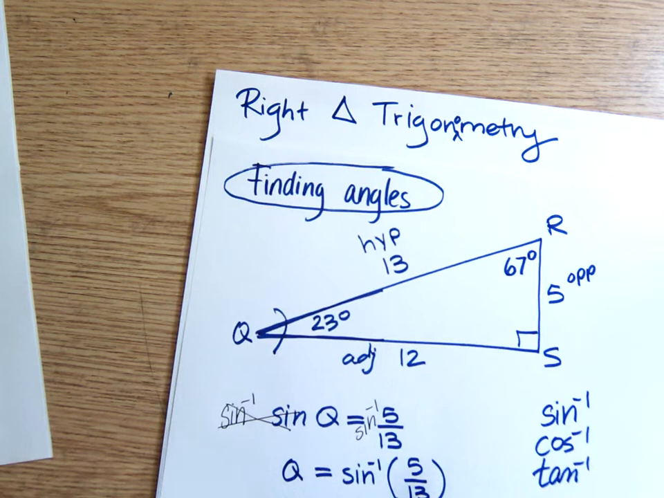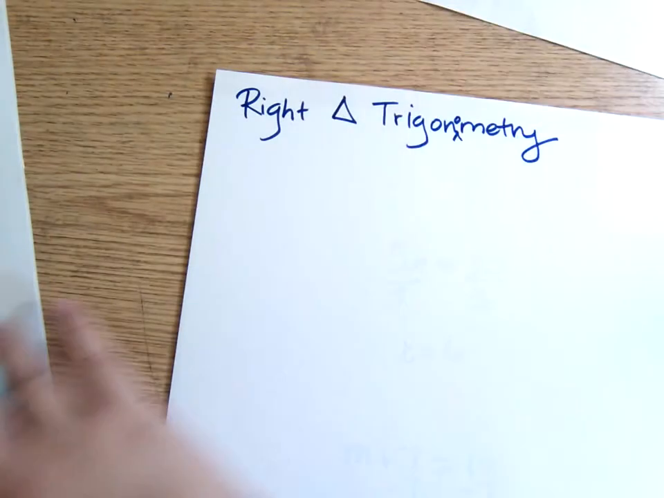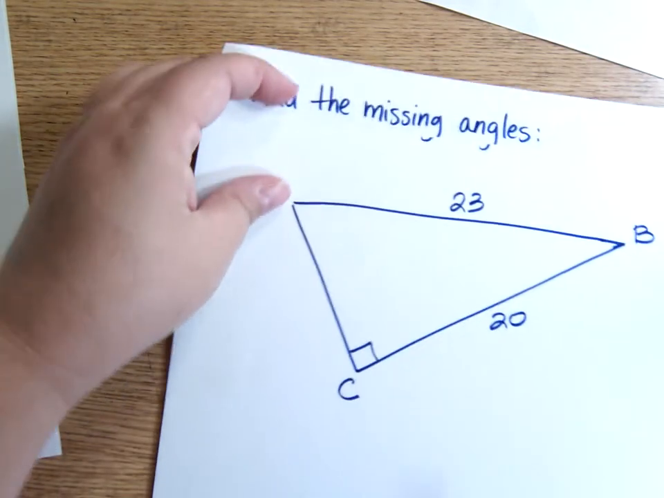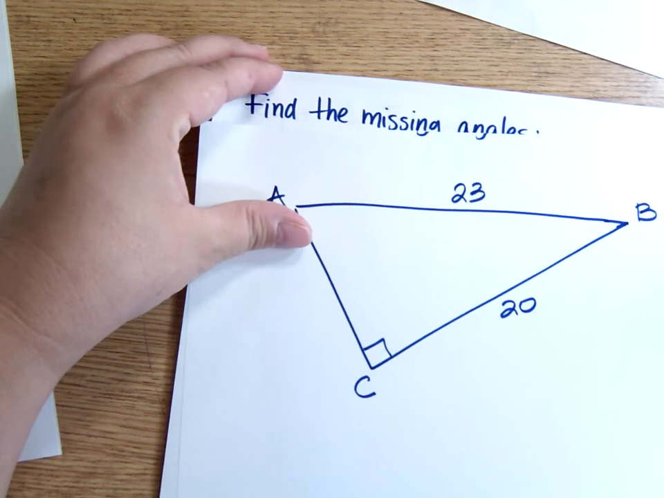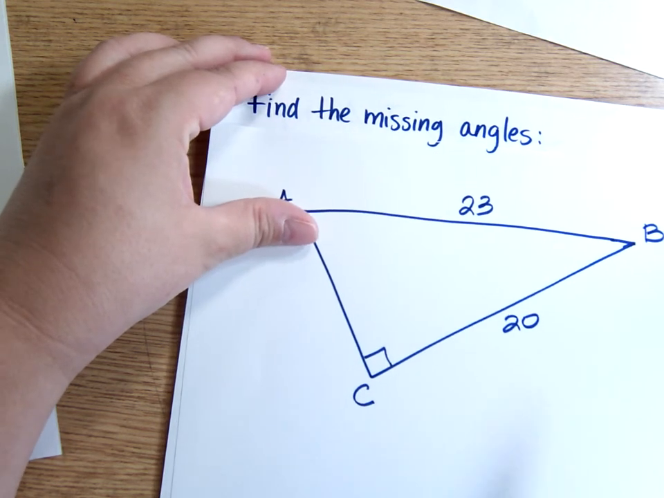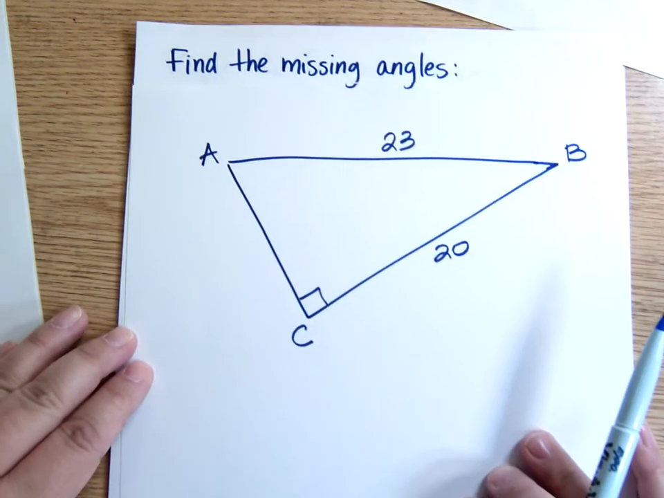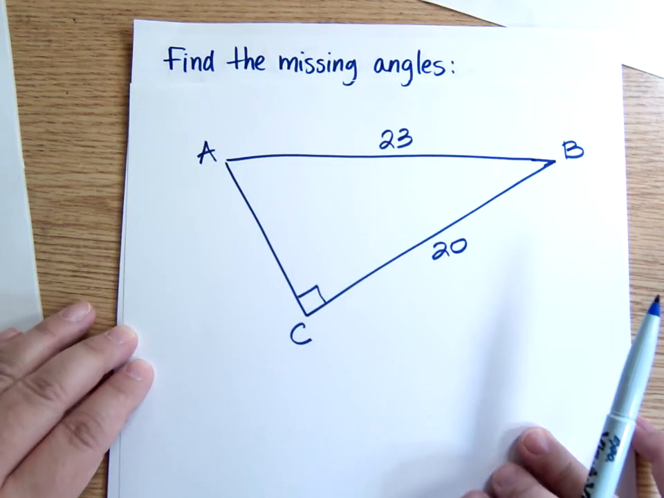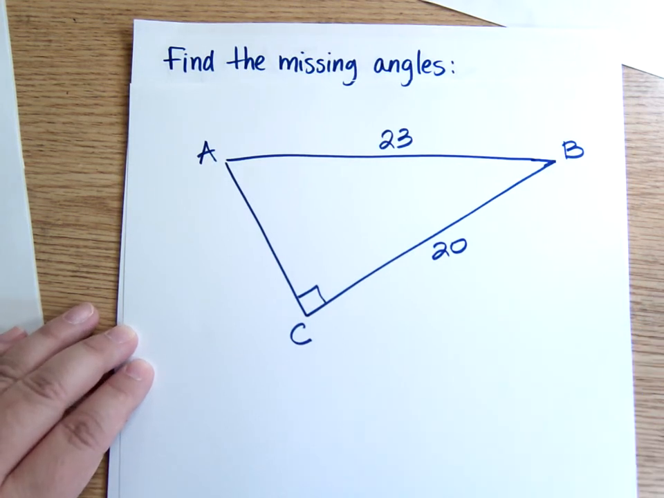Okay, so let's look at this problem. Find the missing angles. On this one, only two sides are given to me, so that makes it pretty easy to decide which sides I want to use. If we're asked to find both missing angles, I could start by finding A or by finding B. It doesn't matter which one you start with. I'm going to start with A.